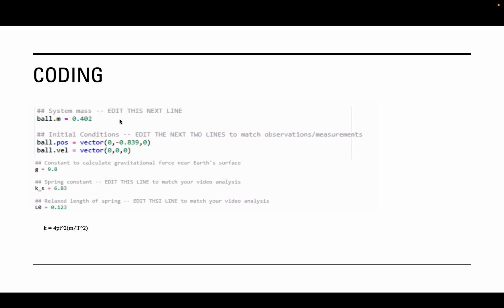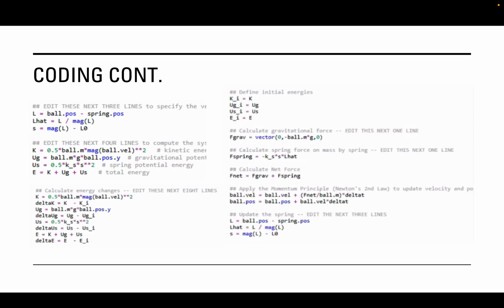And then as far as our coding went, here are some of our initial conditions. We know the mass of the mass. We know the gravity constant. We know the spring constant based on the period of oscillation, and then we found the relaxed length of the spring. Then continuing our coding, here we defined the L hat and s, and this was just to calculate our spring potential energy, which we did down here, along with our kinetic and our gravitational potential energy, and then we added those all up to get E, our total energy.